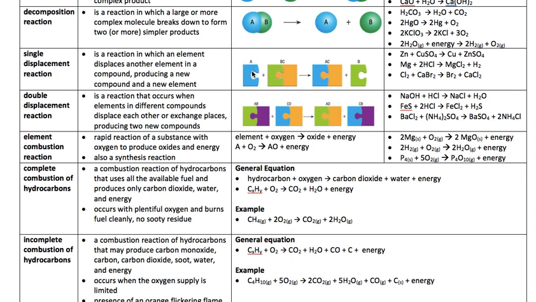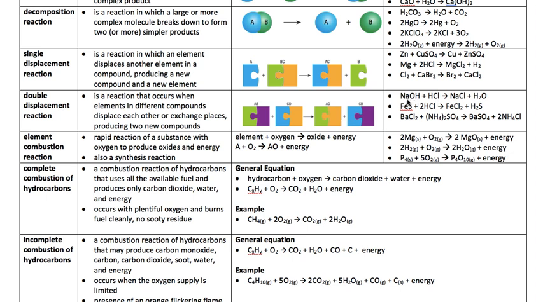Above, it was single because just one element came in and displaced another element: metal for metal or non-metal for non-metal. Here they swap places and you end up with two compounds. So it's a double displacement, or they'll call it a double replacement reaction.